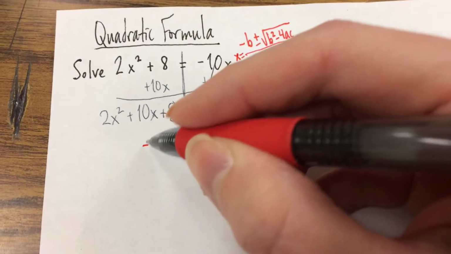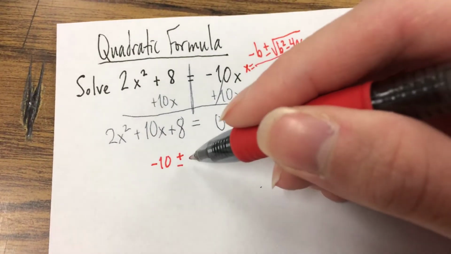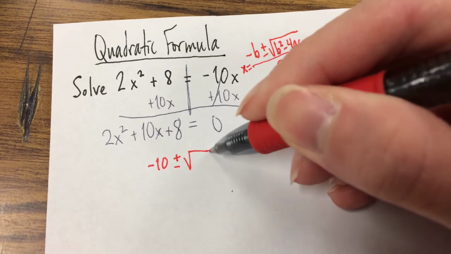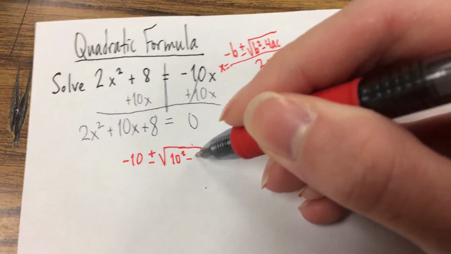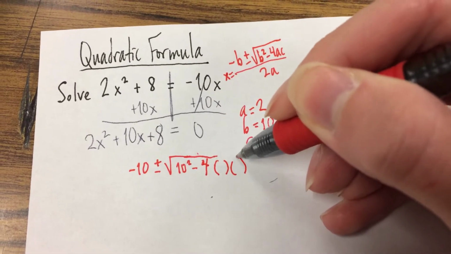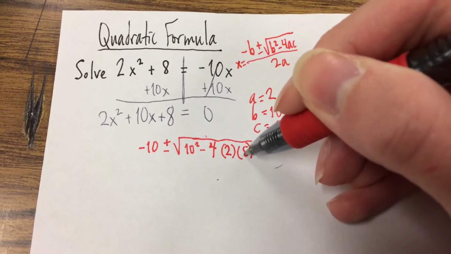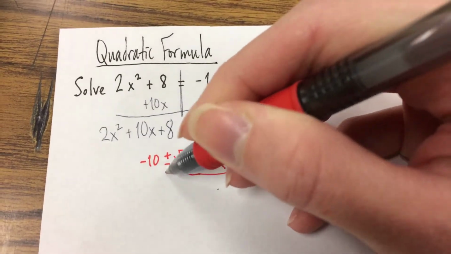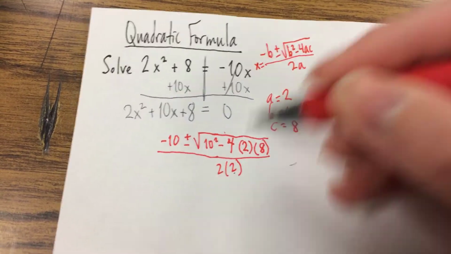So negative b is going to be negative 10 plus or minus square root, and then you have to do b squared, so it's going to be 10 squared minus 4ac, so 2 and 8, and that's all over 2a, so 2 times 2.